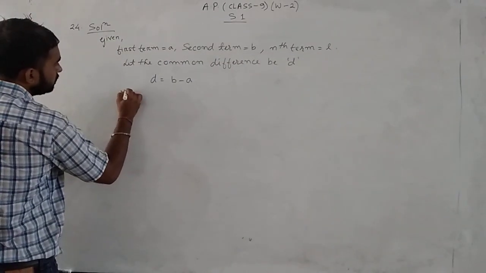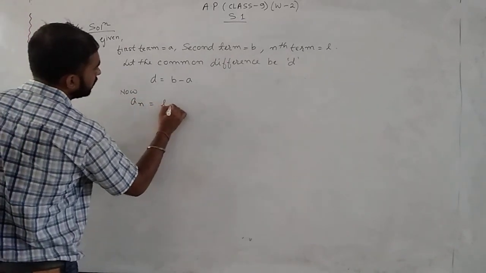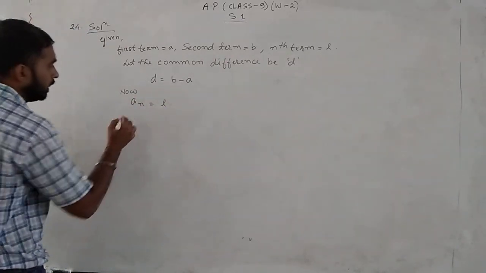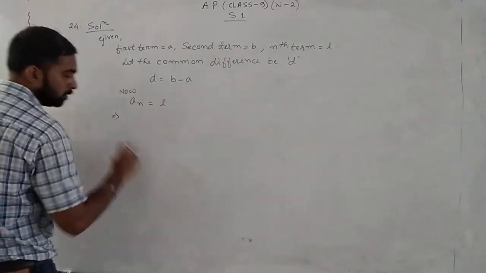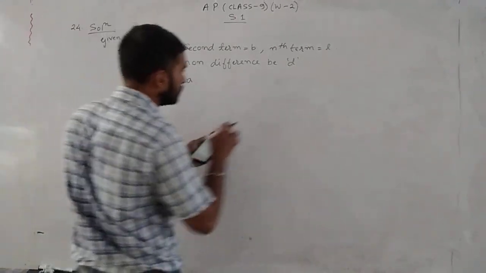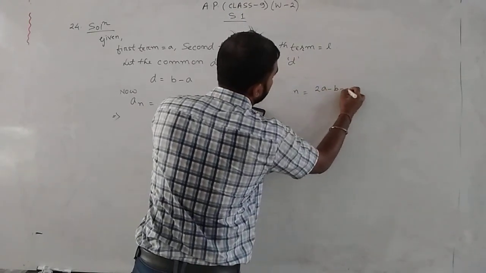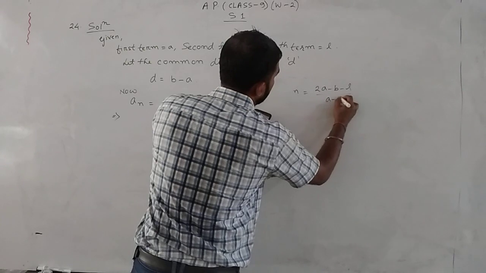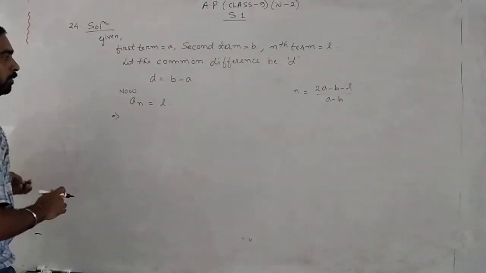Now what is given? The nth term, that is An, equals L. Yes, An equals L. Now we have to prove, first, that n equals twice A minus B minus L by A minus B. Okay. Now An equals L.